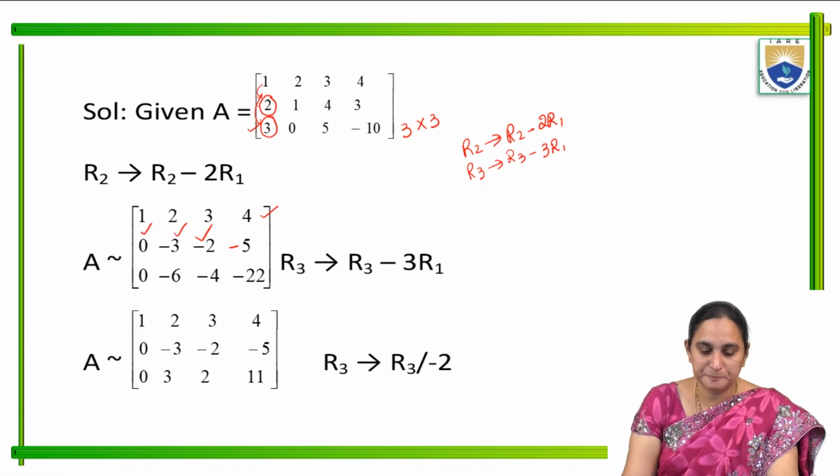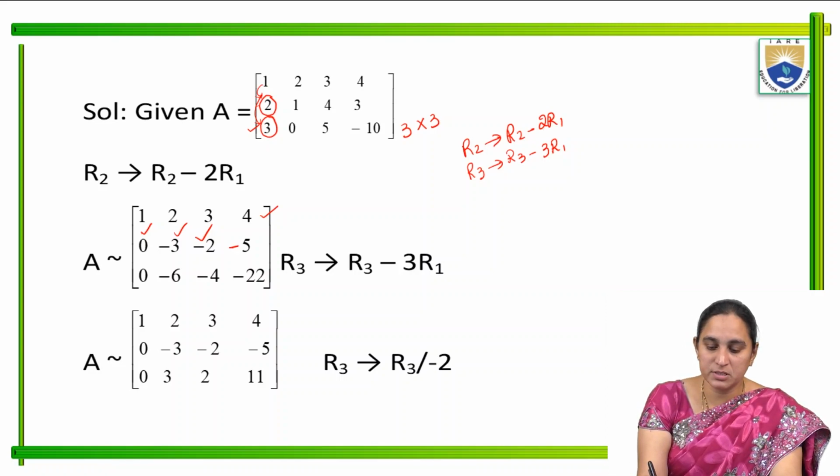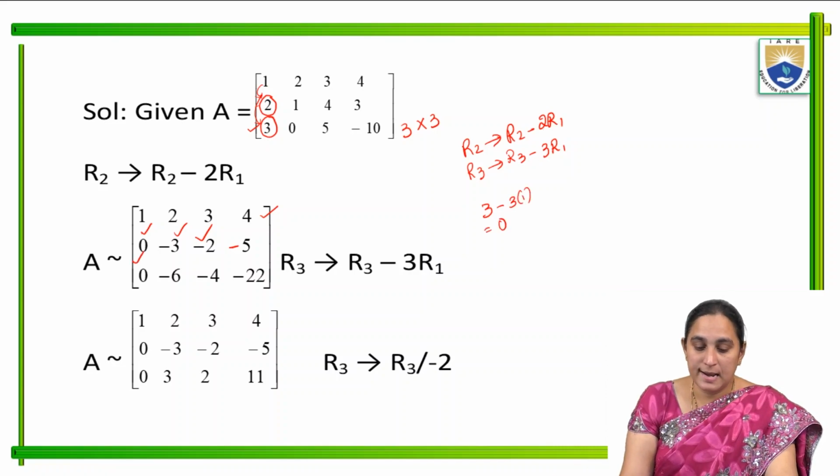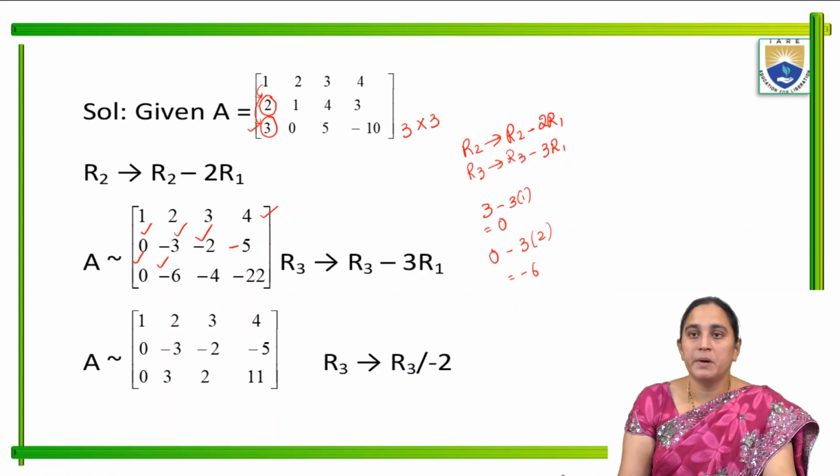Next, similarly, third row with respect to R1 again, that is R3 minus 3R1. That means here, what about R3 first element? 3 minus 3 into 1, 3 minus 3 is 0. This is the first value. And next one, R3 second element as 0 minus 3 into R1 second element as 2, that is minus 6.